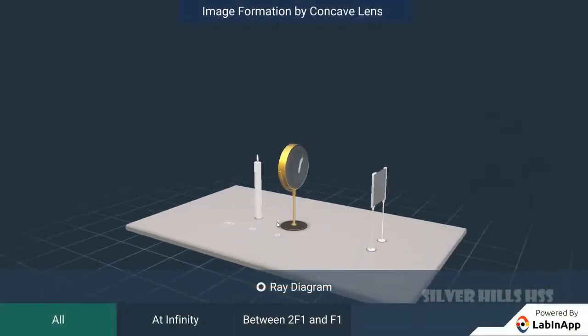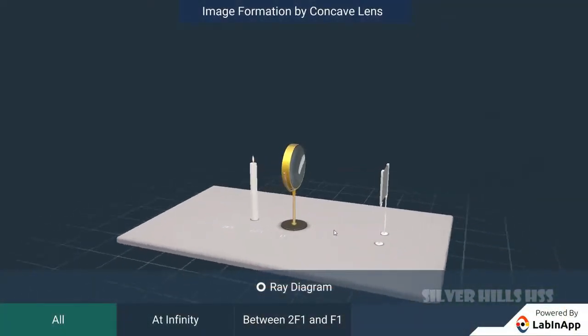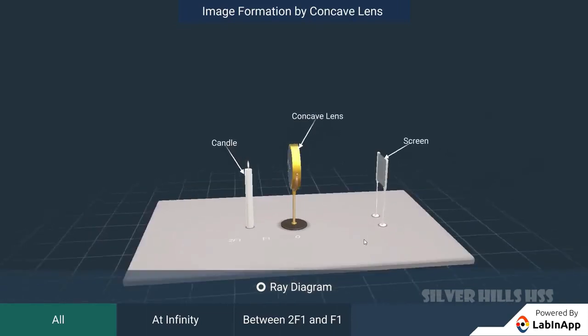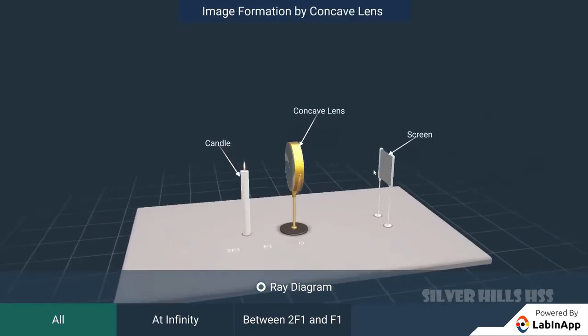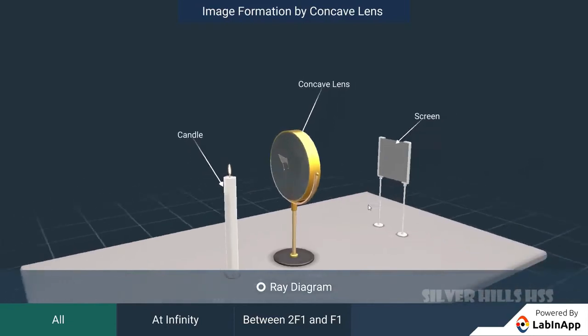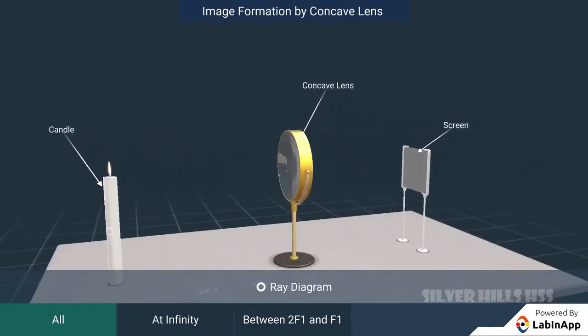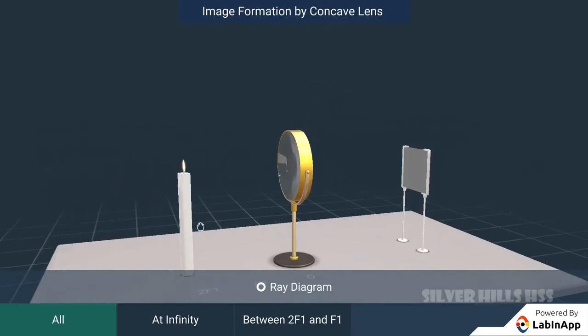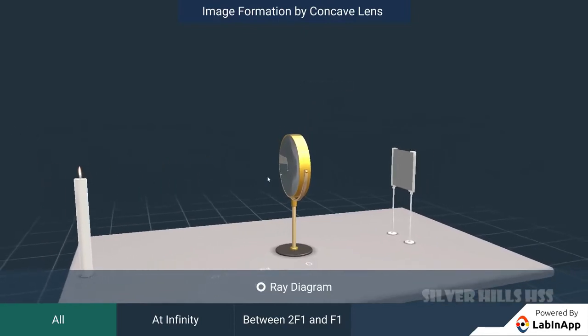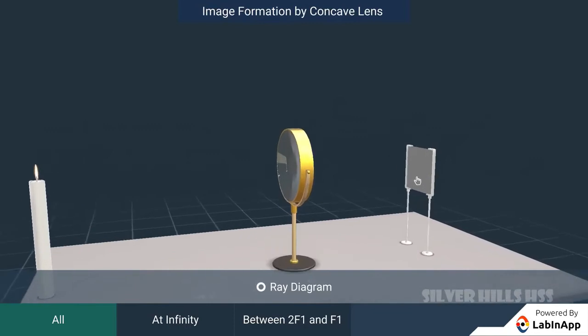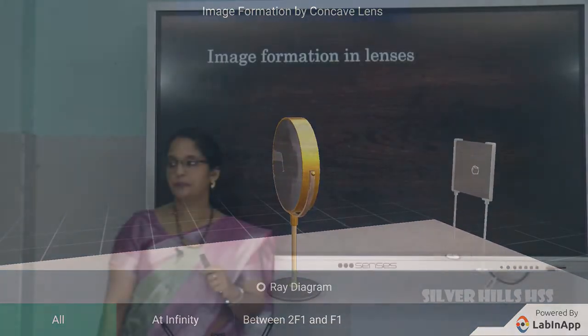A concave lens, a candle, and a paper screen to capture the image are kept on a horizontal surface as shown. Move the candle and observe the image in the lens and on screen. We can see that the image is not formed on the screen, thus it is a virtual image.